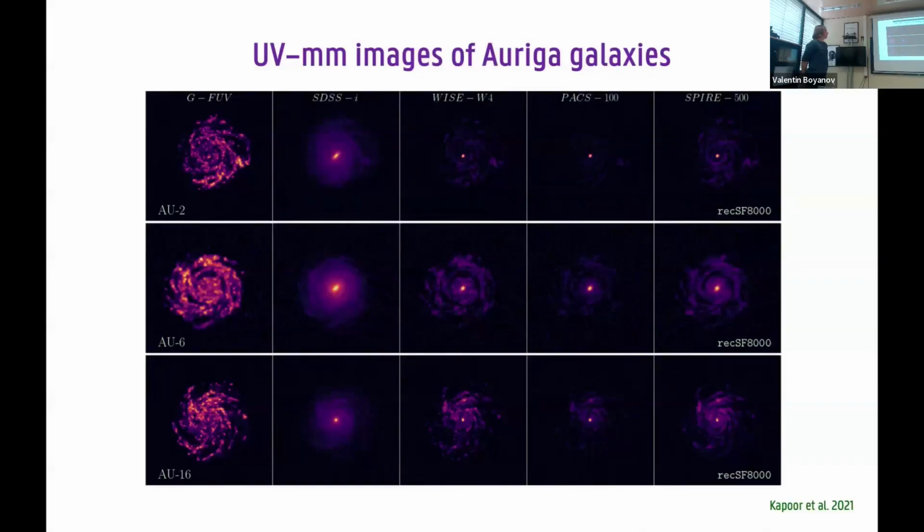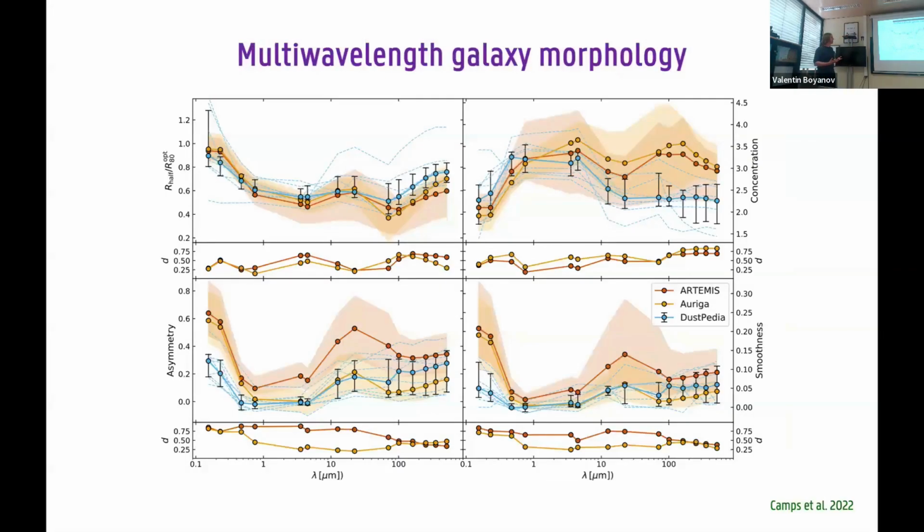And you see directly a difference in the morphology. The galaxy is rather extended in the UV, becomes quite compact in the near infrared, and then spreads out again in the far infrared and submillimeter. And we tried to quantify that. This is what we call non-parametric galaxy morphology. So you measure a number of indices that describe the morphology of a galaxy. Now, there are so many different things you can say about galaxy morphology, but these are some of the most important ways to do that.